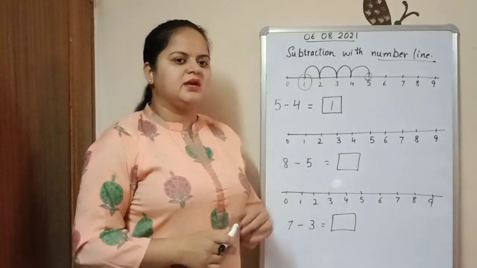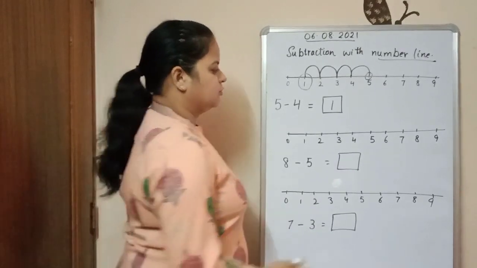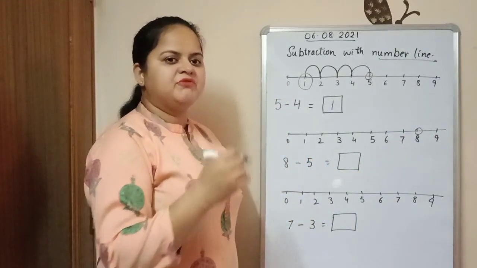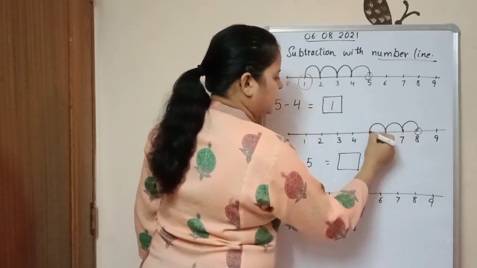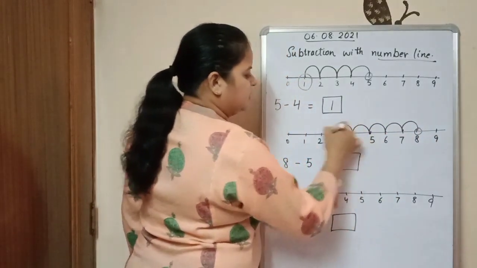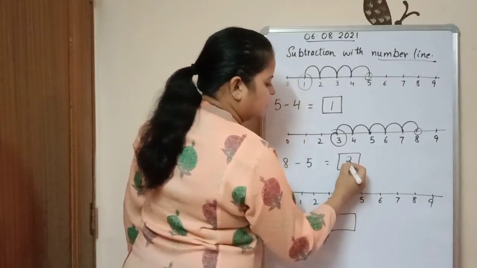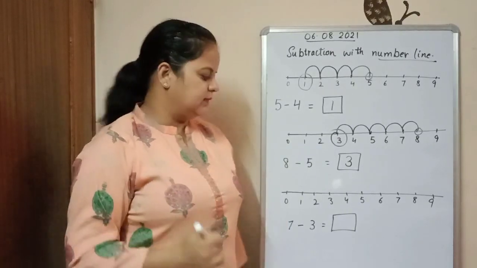8 minus 5. We will start from 8 and make 5 back jumps from 8. 1, 2, 3, 4, 5. We reach number 3. So the answer is 3. 8 minus 5 is equal to 3.